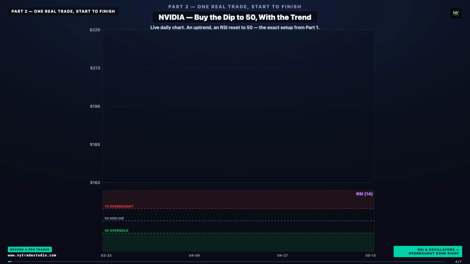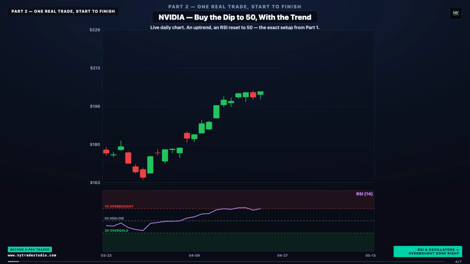This is NVIDIA, and the trend is clearly up, higher highs and higher lows for weeks. Now, a beginner using the old rule would have been shorting the whole way, because look at the RSI in late April, it even hit 76, deep into overbought. But in a trend, that is just strength. Price barely paused. Then, in early May, the trend finally takes a breather and price pulls back.